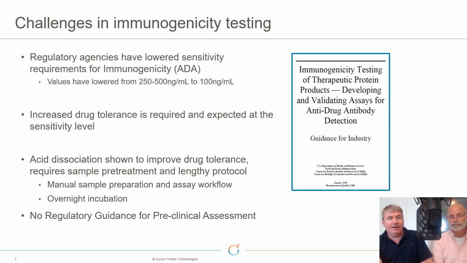So it means that for a lot of assays we need to do some sort of pre-treatment, such as acid dissociation, to ensure that we can measure the antibody in the presence of a high level of drug. And there actually is no industry guidance for preclinical assessment. What this has meant is that a lot of people are applying the same criteria for preclinical assays as they are for clinical assays, because it's like a vacuum. But there isn't the same expectation when it comes to preclinical assays.